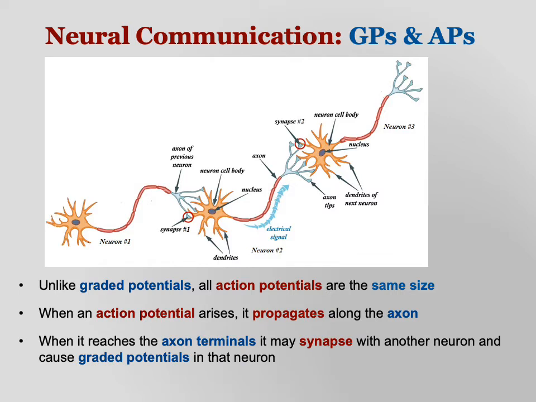When it reaches the axon terminals, it may synapse with another neuron and cause graded potentials in that neuron. So see, this is the great chain of events here. So starting from the left, neuron 1. It has a synapse, releases some neurotransmitters, all right? Graded potentials flow down the dendrites and the soma, they get summed up in the axon hillock. They cause an action potential, which you can see those blue arrows, the electrical signal. Well, when that action potential gets to its own axon terminals, it will cause a release of its own neurotransmitters.